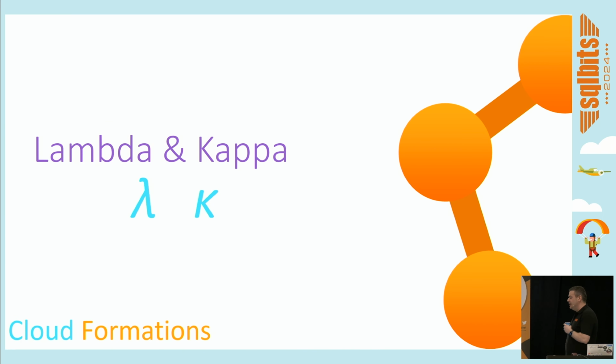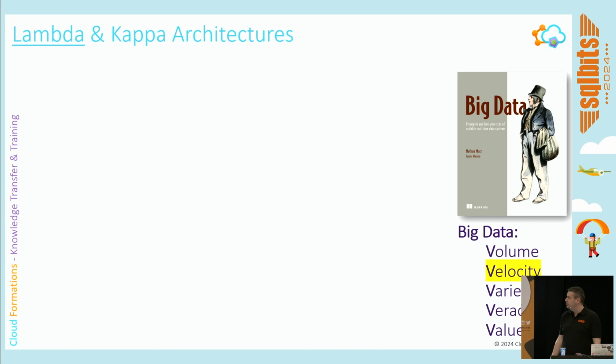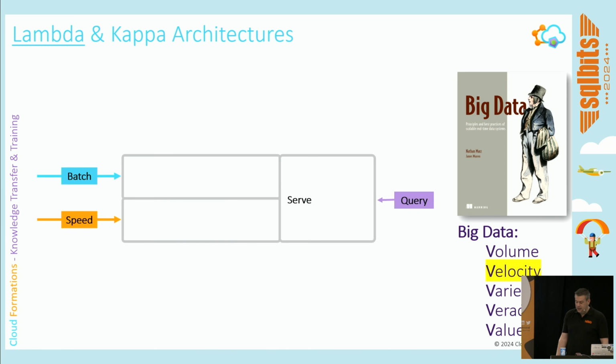Let's move on. Lambda and Kappa then. Let's think about this. Nathan Marz came along and gave us this book, and he said, we've still got a problem here with that velocity. What do we do with it in terms of our platform and our processing? He said, let's take the batch data and the speed data, separate them out in terms of ingest, but then bring them together when we want to serve them. We'll handle this in different ways, and we can query it together.